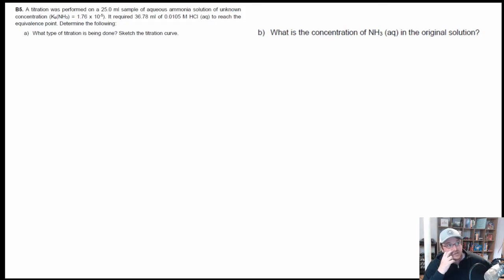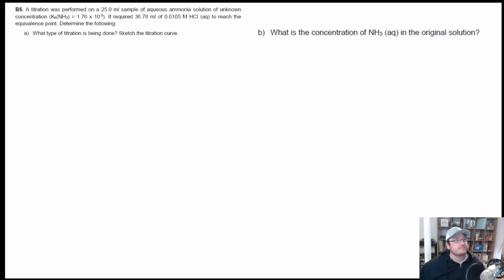Acids and bases, titrations, and redox stuff is what was on this packet. And so B5, the number one thing that was voted on. In this case, the question is asking: a titration was performed on a 25 milliliter sample of aqueous ammonia solution of unknown concentration. I'm giving the Kb value, the base dissociation equilibrium constant, of 1.76 times 10 to the negative 5. It required 36.78 milliliters of a 0.0105 molar HCl aqueous solution to reach the equivalence point.